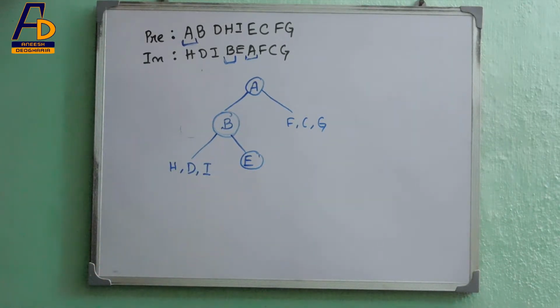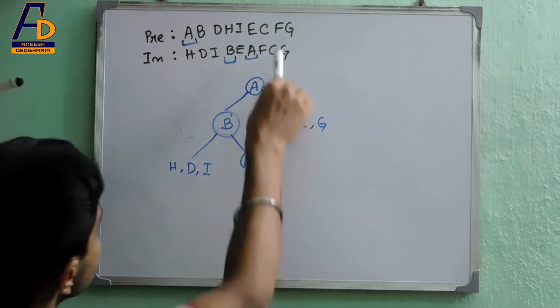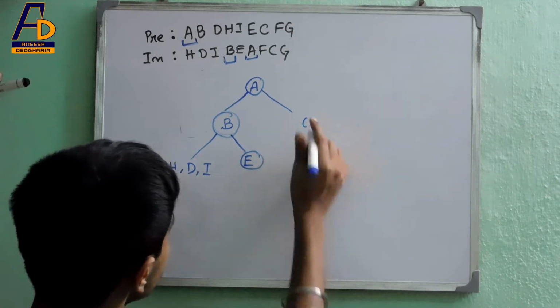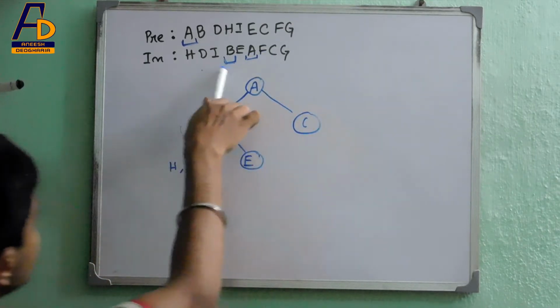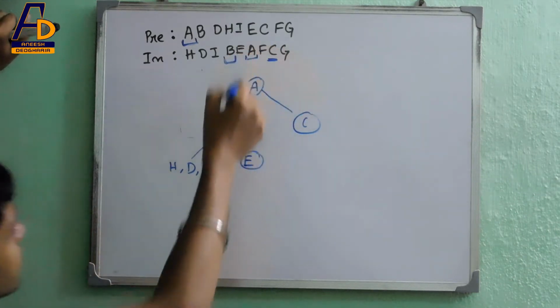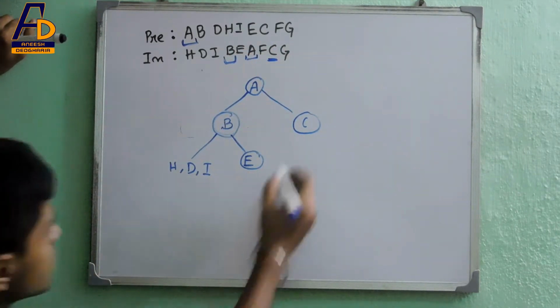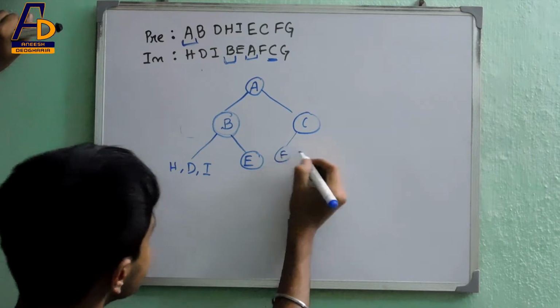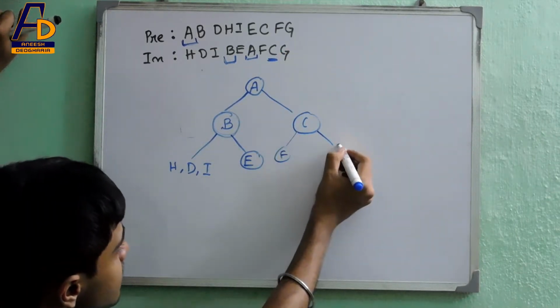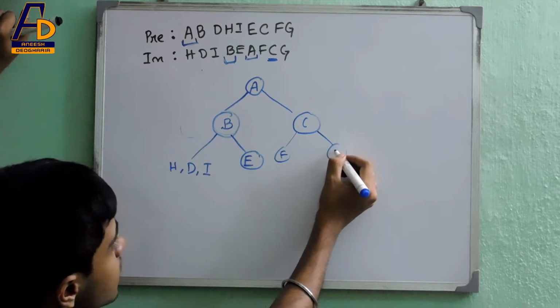Okay, similarly in case of F, C, G, the one that comes first is C. So C will be the root. Okay, and in the in-order traversal, F comes to the left of C, so it will be the left part, and G comes to the right of C, so it will be the right subpart or right subchild.